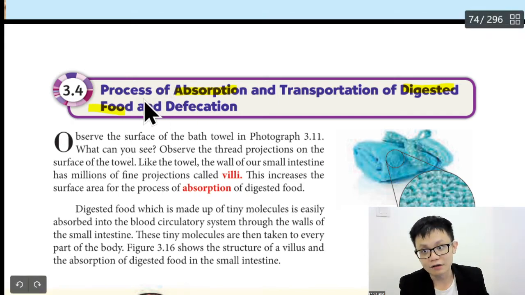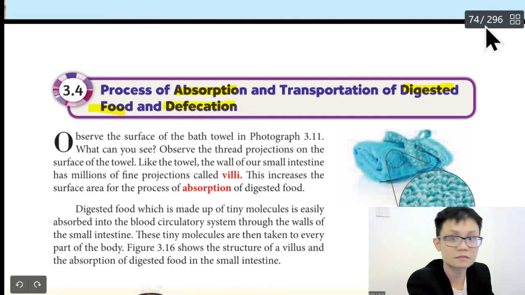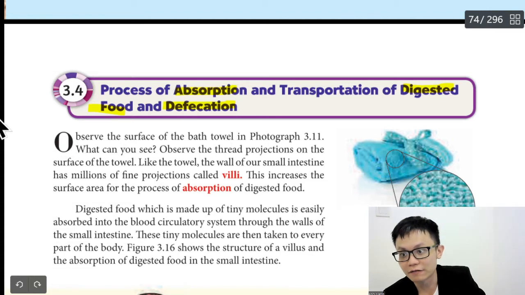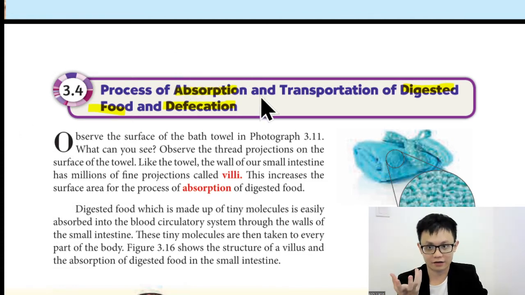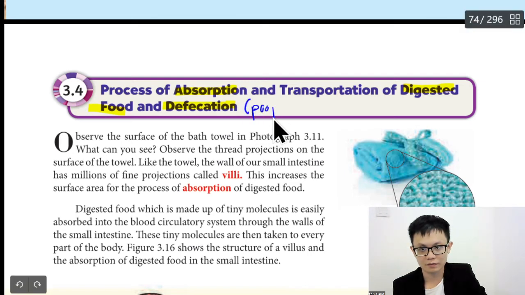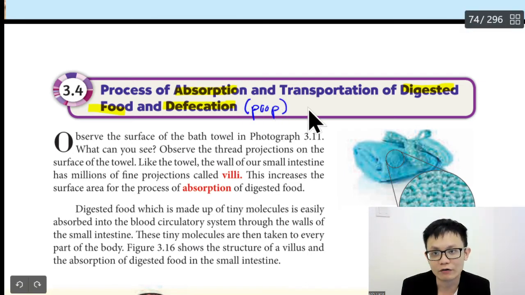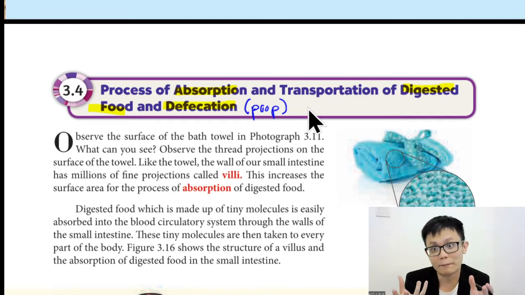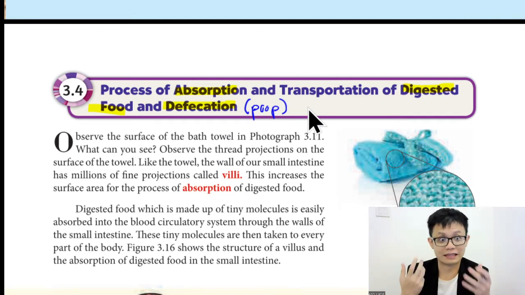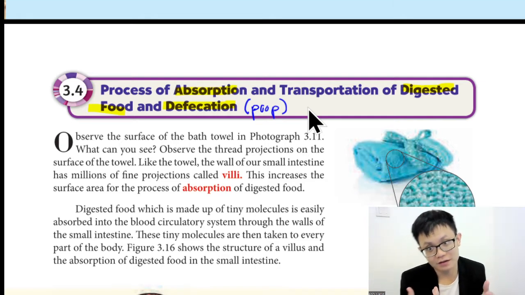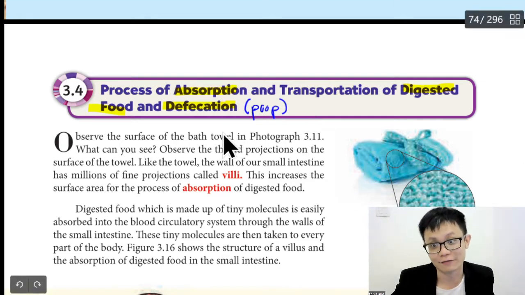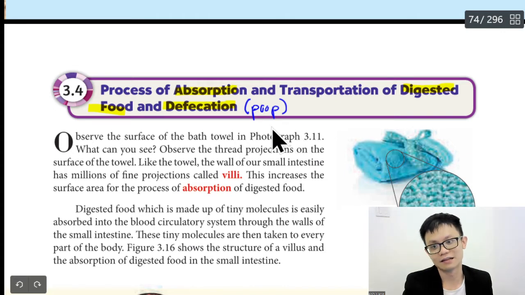And after that, we have defecation. What do you mean by defecation? Defecation is poop, correct or not? Let's put poop here. But we don't want to use the word poop in your textbook because it is not correct. We want to use a better word. We call it defecation.